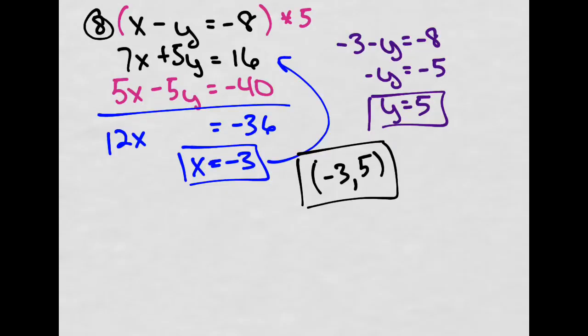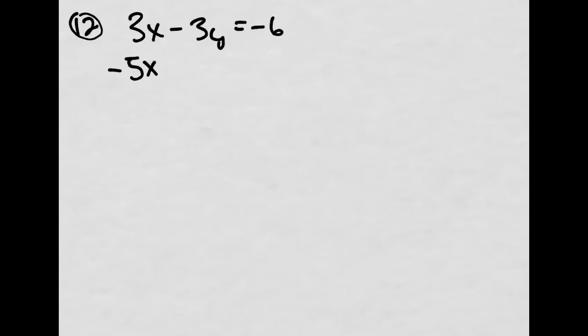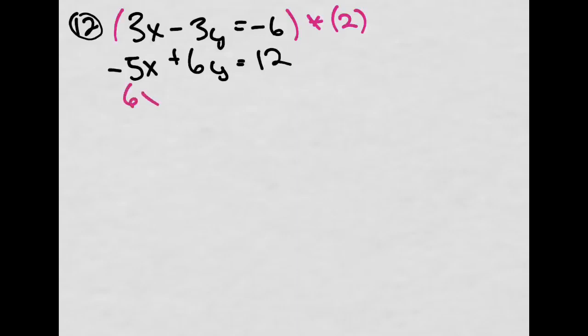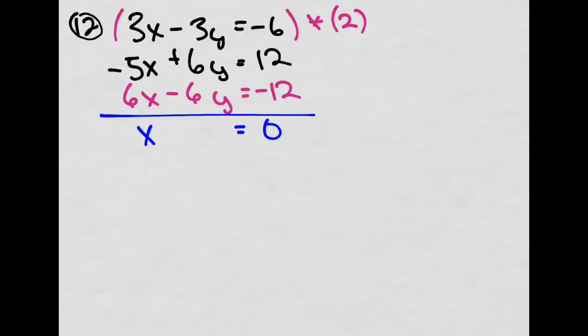So our next question is on number 12. So we'll slide down here. Let's grab number 12. 3x minus 3y equals negative 6, minus 5x plus 6y equals 12. All right, so let's multiply the top equation by 2, which would give us 6x minus 6y equals negative 12. Add those two equations together, and x equals 0.